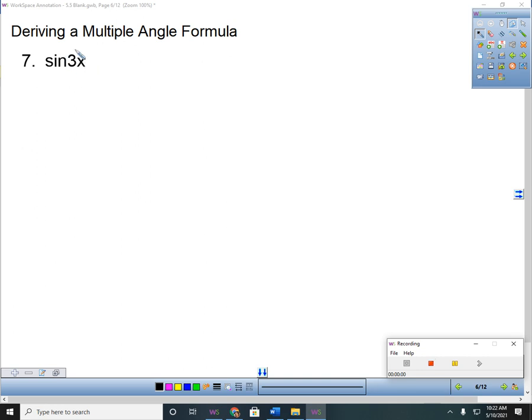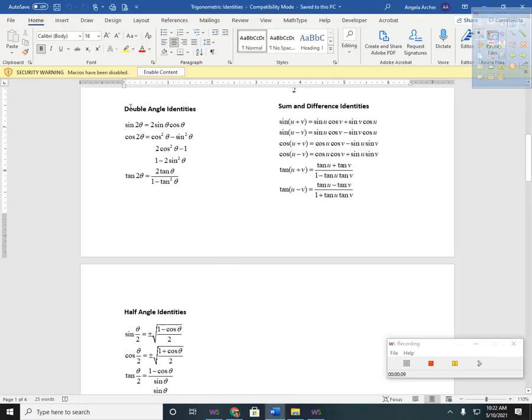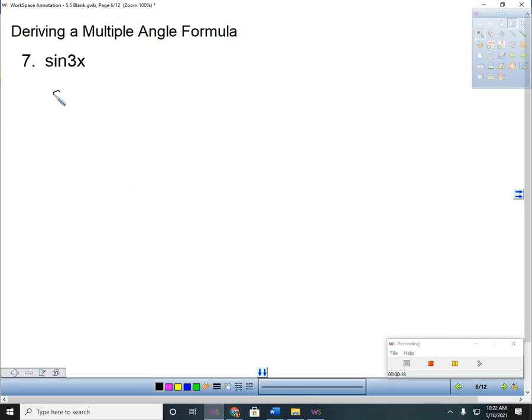On number 7, we're deriving a multiple angle formula. So I don't have a formula for sine of 3x. If you look at your double angle identities, you only have a formula for sine 2x. So what I'm going to do is think of this as sine of 2x plus 1x, because that would be the same thing as sine of 3x.